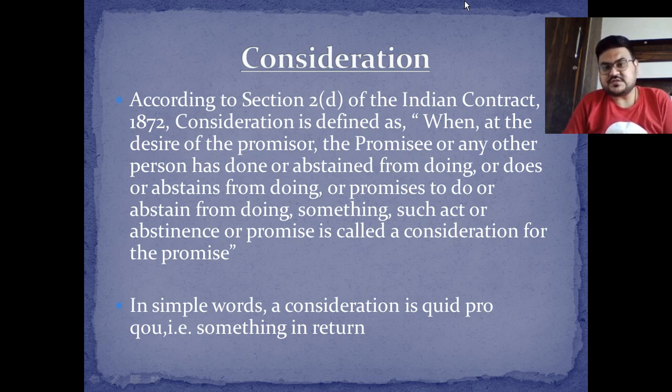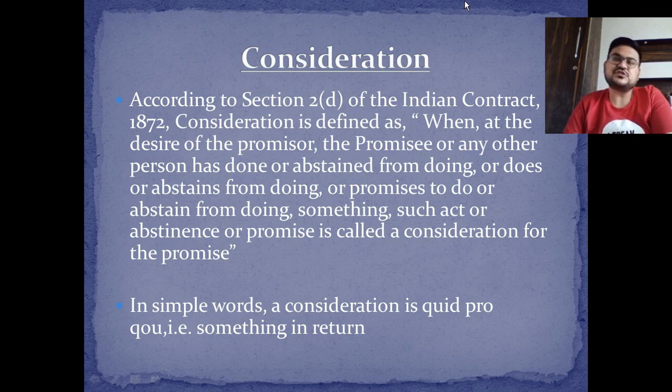Now, what is written here in the definition? When at the desire of the promisor, I'll just give an example. Let's say Mr. A sold a bike to Mr. B for rupees 50,000. So who is the promisor here? Let's say Mr. A is the promisor. Who is the promisee? Mr. B. So Mr. A has promised that he will sell his bike. Similarly, Mr. B has promised that he will pay 50,000. So both of them are promising to do something.